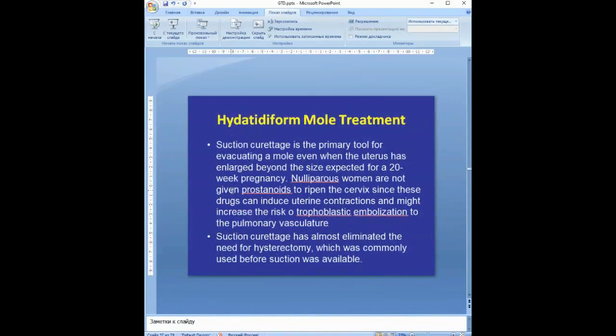Hydatidiform mole treatment. Suction curettage is the primary tool for evacuating a mole, even when the uterus has enlarged beyond the size expected for a 20-week pregnancy. Newly parous women are not given prostanoids to ripen the cervix, since these drugs can induce uterine contraction and might increase the risk of trophoblastic embolization to the pulmonary vasculature. Suction curettage has almost eliminated the need for hysterectomy, which was commonly used before suction was available.